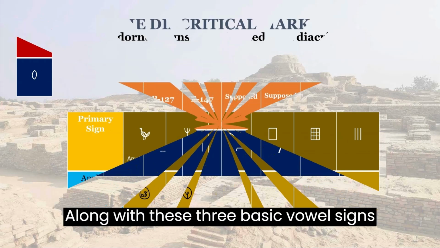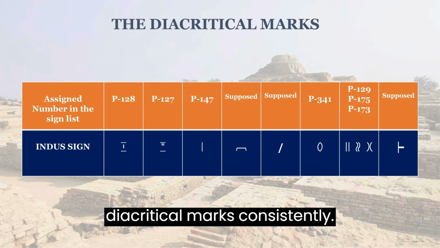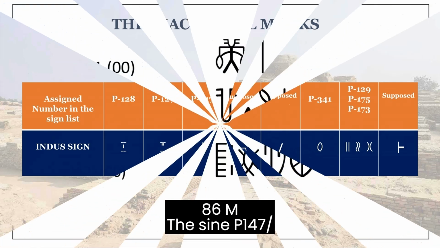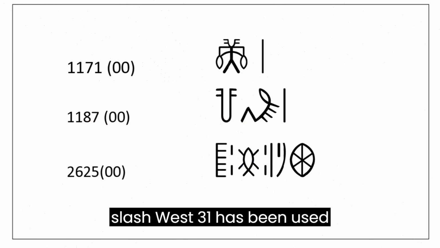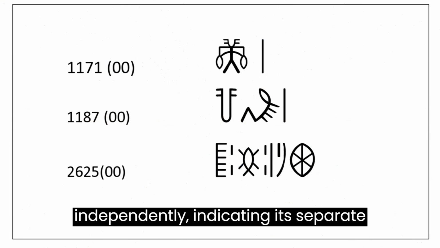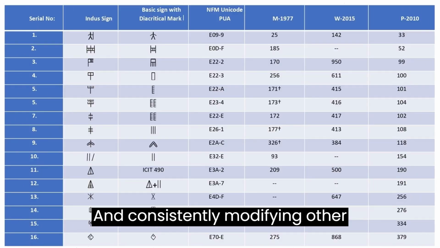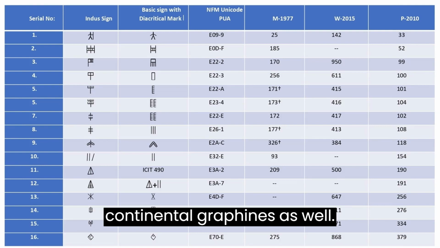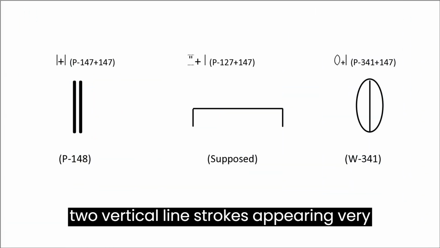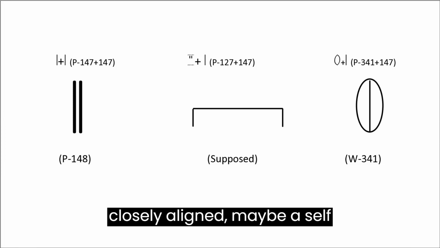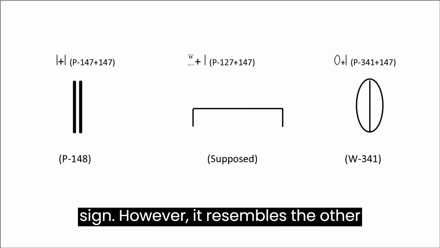Along with these three basic vowel signs, Indus scribes employed various other diacritical marks consistently. The sign P 147/M 86/W 31 has been used independently, indicating its separate value as a vowel, and consistently modifying other consonantal graphemes as well. The only sign P 148, with its two vertical line strokes appearing very closely aligned, may be a self-modification of the aforementioned vowel sign.